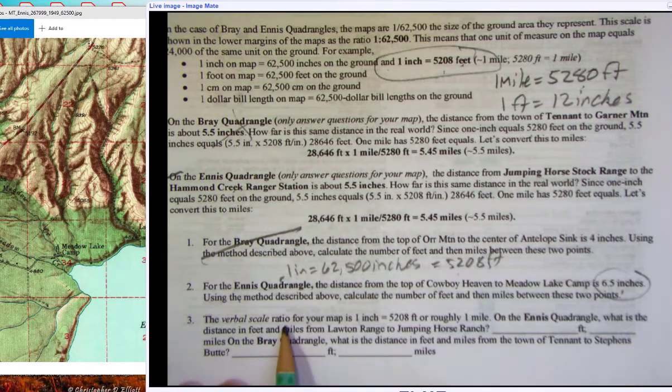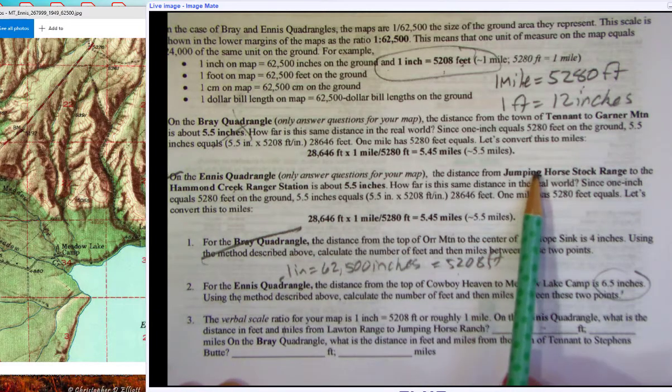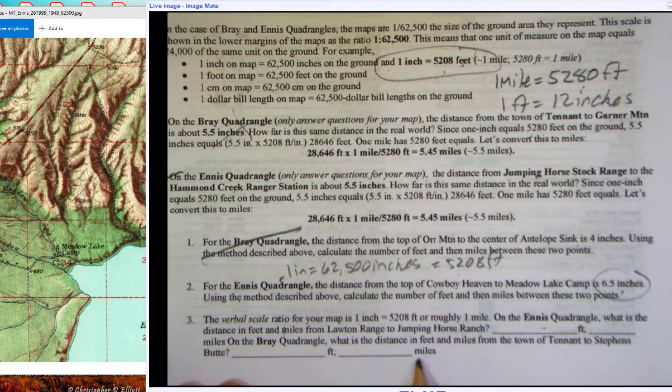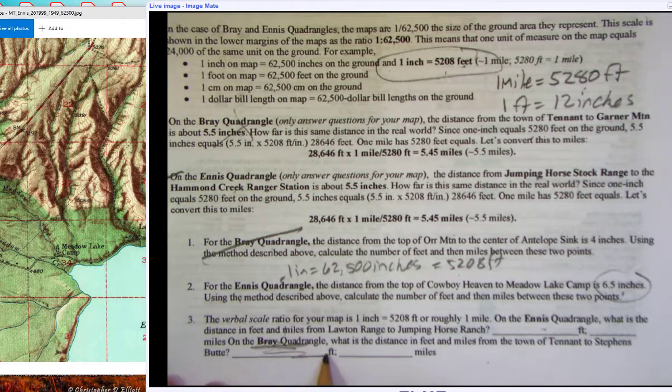The other type of scale is the verbal scale, which some maps give you. In this case, 1 inch is 5,208 feet, or 1 inch is 10 miles, or 1 inch is 100 miles, right? On the NS quadrangle, what is the distance in feet from Lawton Ranch to Jumping Horse Ranch? You can see I've sort of done it up here already, so now you just convert those. Remember, we're not doing the Bray quadrangle, so don't do this last part, but certainly do this part over here. I'll let you do the scale there.